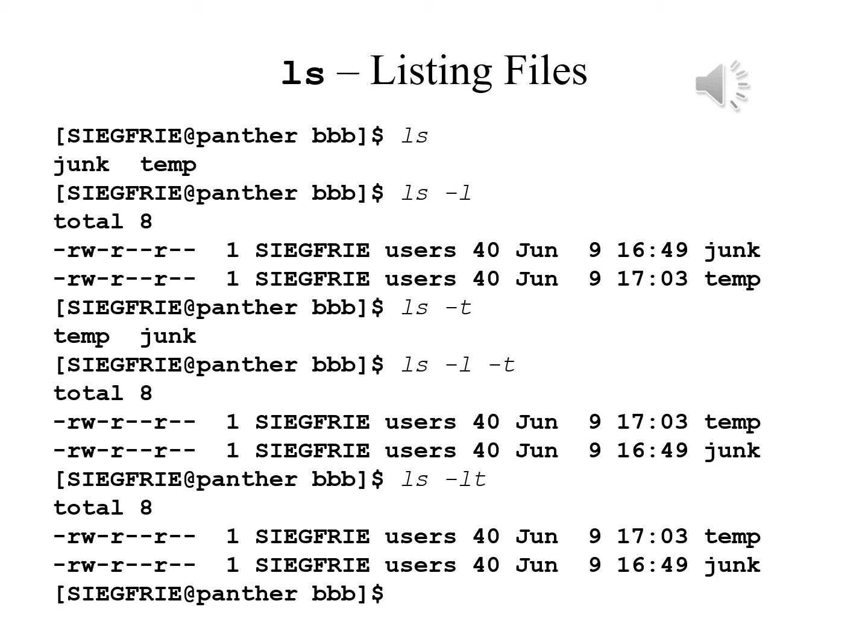If I type ls space -t, it will give the files in reverse chronological order, most recent first. I can combine these two options and have them both at once by typing ls space -lt or by typing ls -l space again -t.